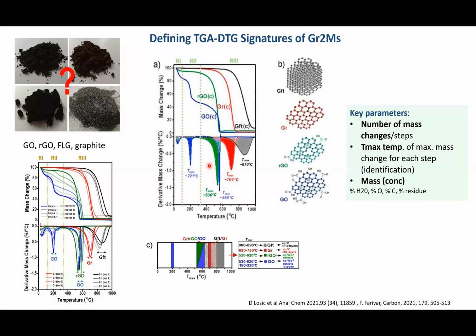We found that this TGA graph and its key parameters, such as the number of peaks, which represent a number of mass changes, and the Tmax value, can be used for both qualitative and quantitative analysis of chemical composition of a broad range of graphene materials.